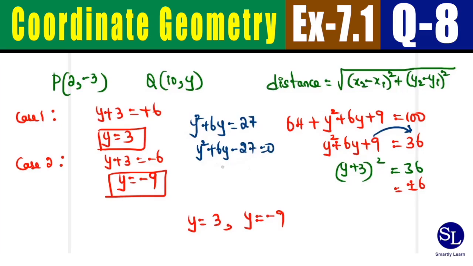You can do the splitting of the middle term. You will end up with (y plus 9) into (y minus 3). So y's value will be plus 3 and minus 9. Whichever method works for you, you use that. Ensure that if you're using this method of direct comparison, you're doing a plus or minus 6 so that you generate both the cases.